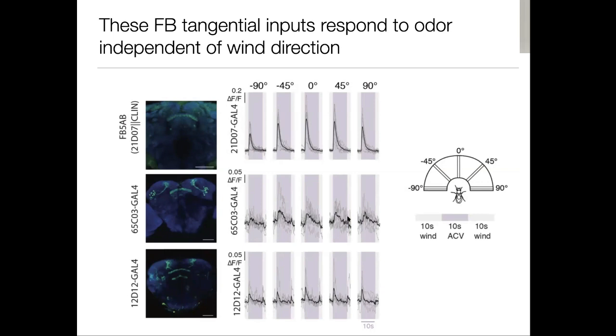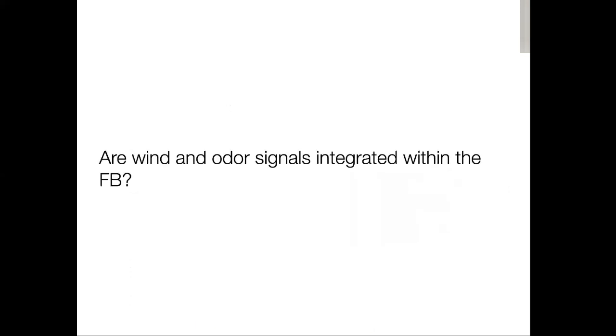So the picture that this is presenting to us is that the fan-shaped body receives 2 different sets of anatomical inputs that are very distinct in their function. It receives columnar inputs that encode wind direction independent of odor, and it receives these horizontal or tangential inputs that can drive wind orientation behaviors and encode odor, but don't care about the wind direction themselves. And so what this strongly suggests is that wind and odor signals must be integrated within the fan-shaped body itself. And so that was what we set out to find. Are wind and odor signals actually integrated within the fan-shaped body?